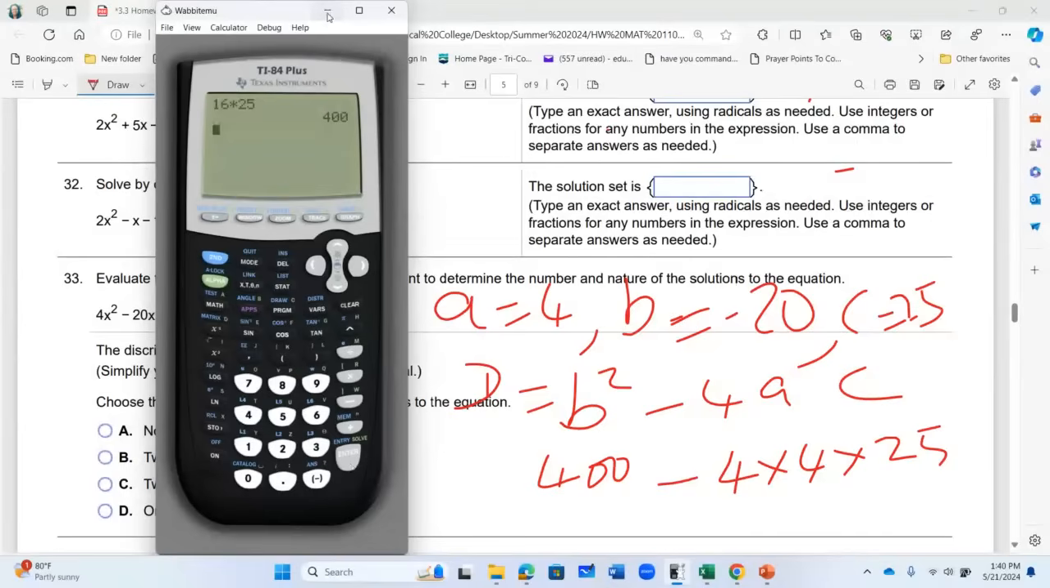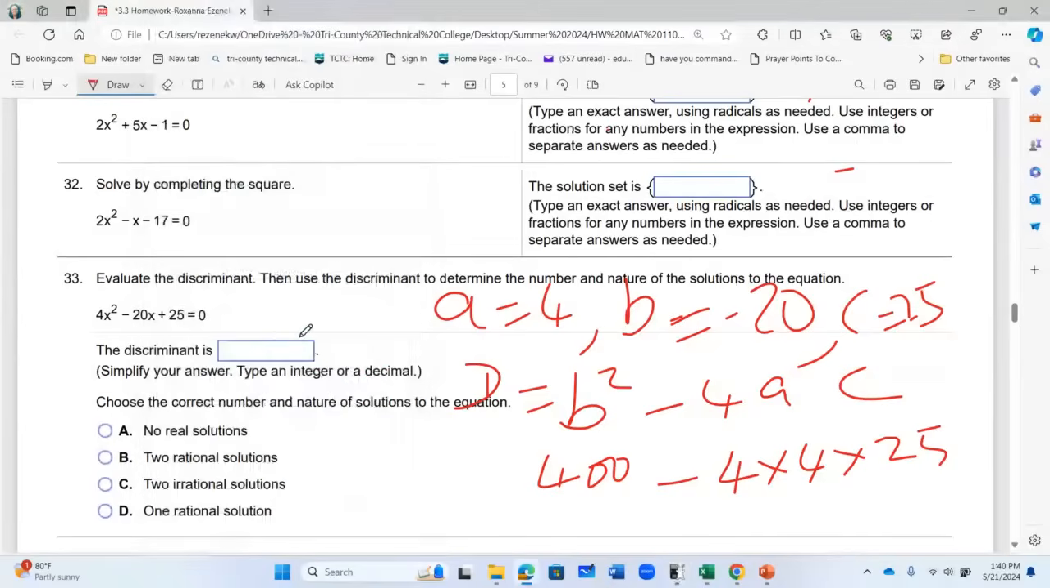So it's time for decision. The discriminant is 0. Choose the correct answer. One solution, one rational solution. One solution. That's it. Okay.